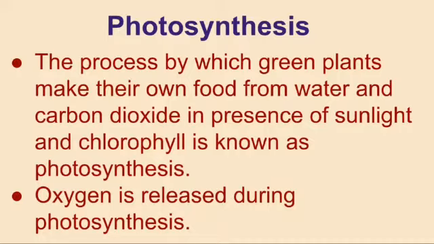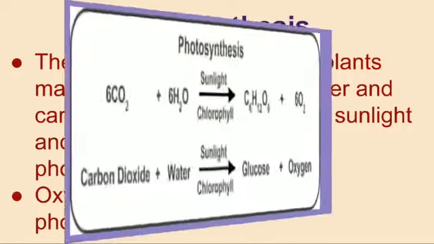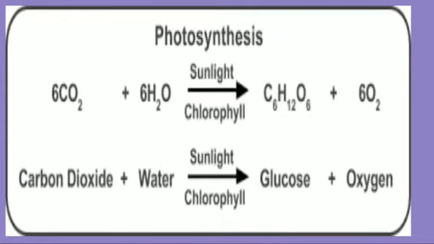So we can show this process with the equation also. Here we have the equation 6 CO2 plus 6 H2O, in the presence of sunlight and chlorophyll, gives C6H12O6 plus 6 O2. You can write this equation in a simple form like carbon dioxide plus water, make an arrow and write in the presence of sunlight and chlorophyll, then it produces what? It produces glucose as their food and it also releases oxygen, which is necessary for us to breathe.